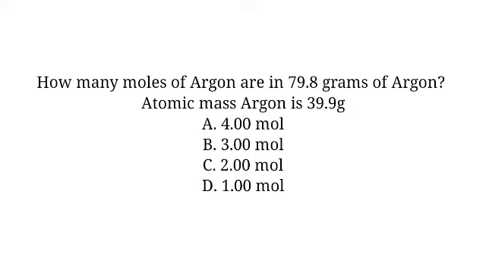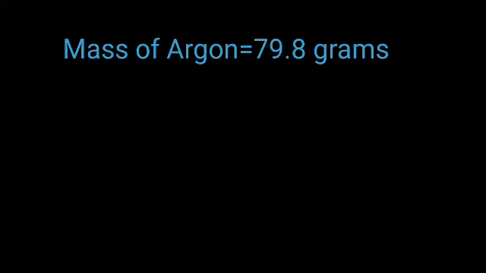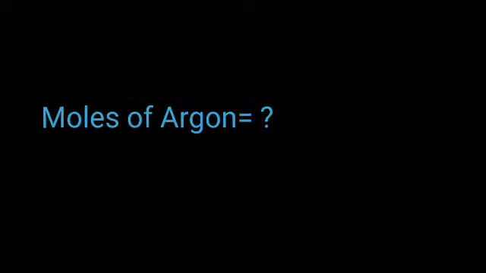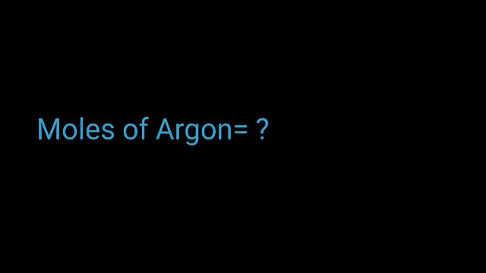How many moles of argon are in 79.8 grams of argon? And the atomic mass of argon is equal to 39.9. Option A, 4.00 mole, B, 3.00 mole, C, 2.00 mole, D, 1.00 mole. So what we are going to do is that we firstly write the known, which is the mass of argon, and it is equal to 79.8 grams. We also have the molar mass of argon, which is equal to 39.9 grams per mole. Now the unknown is the moles of argon, which we are looking for. Moles of argon is equal to question mark.